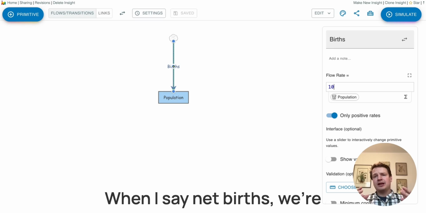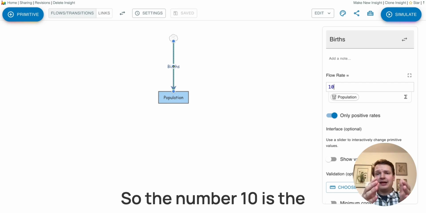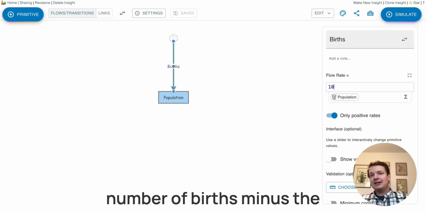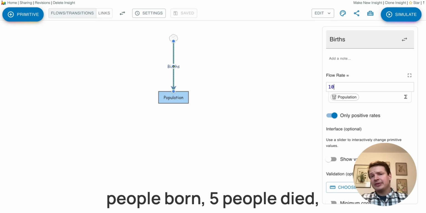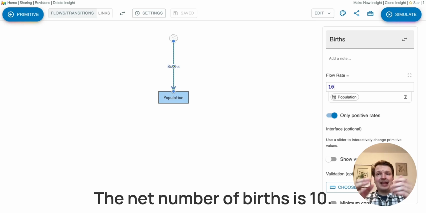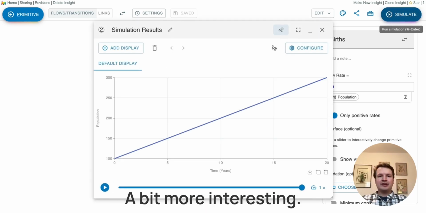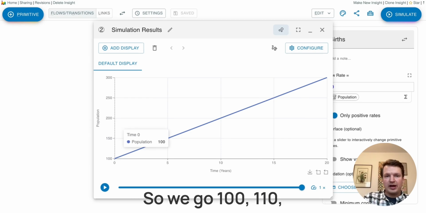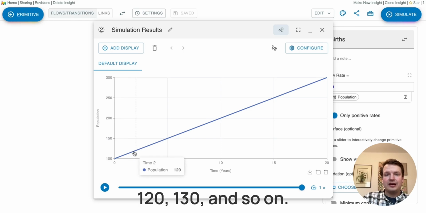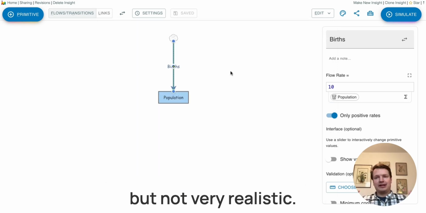When I say net births, we're going to use this to represent both births and deaths. So the number 10 is the number of births minus the number of deaths that year. So maybe there were 15 people born, 5 people died. The net number of births is 10. Great, let us simulate that. A bit more interesting. Now we start at 100 people, and every year we add 10 more. So we go 100, 110, 120, 130, and so on. A little bit more interesting, but not very realistic.